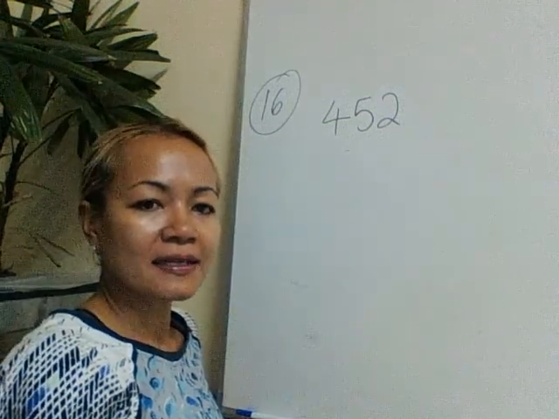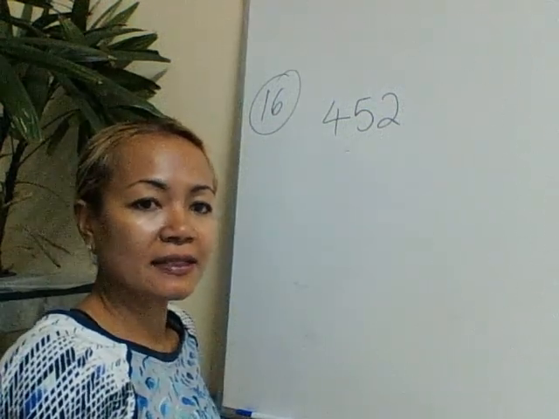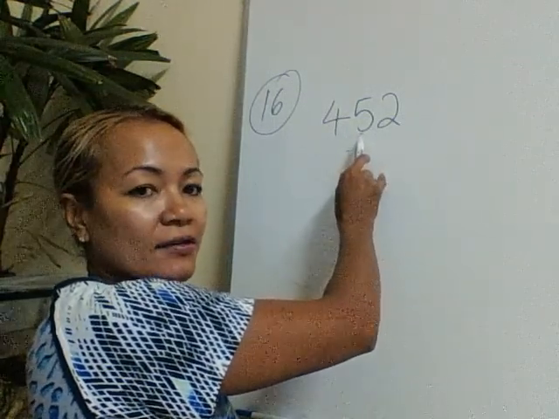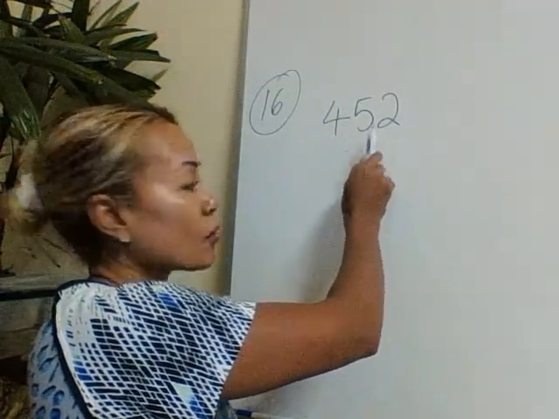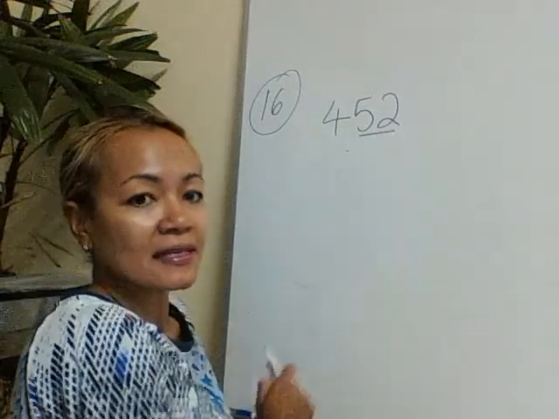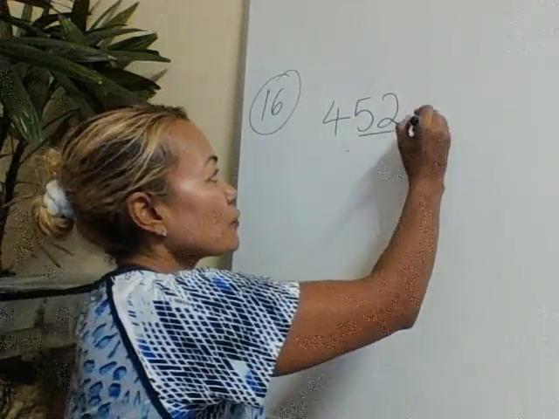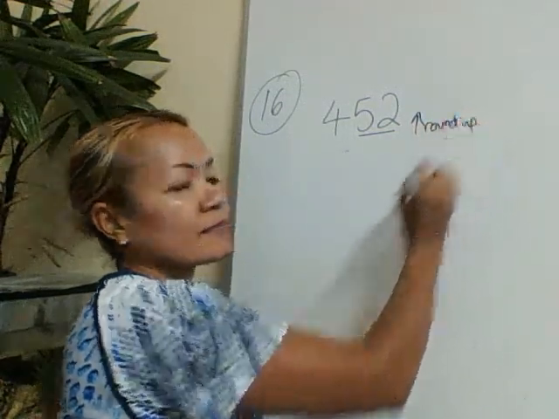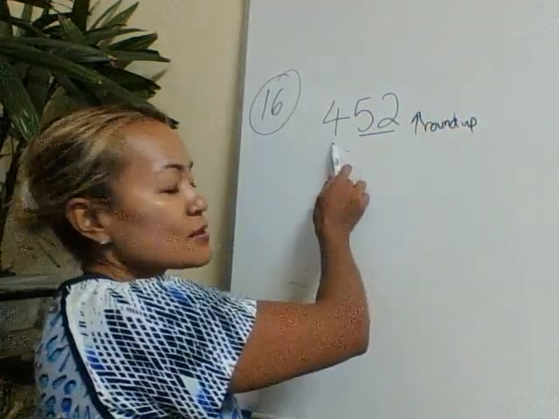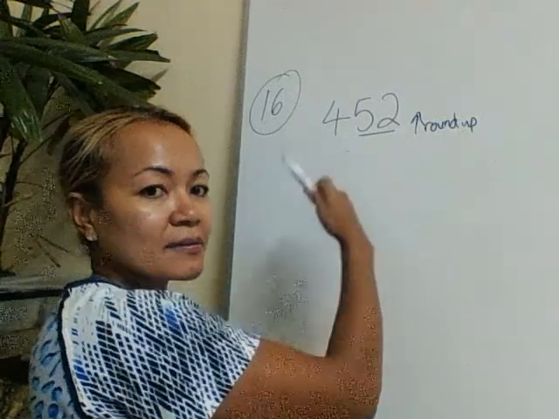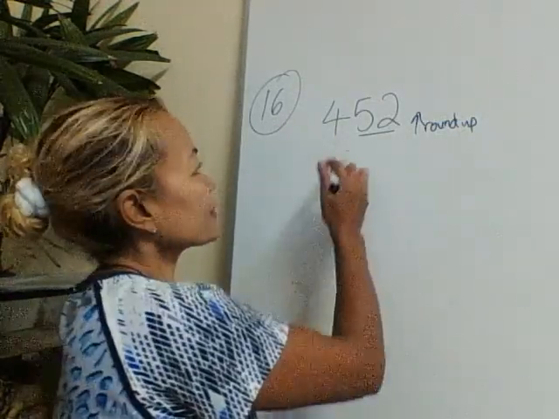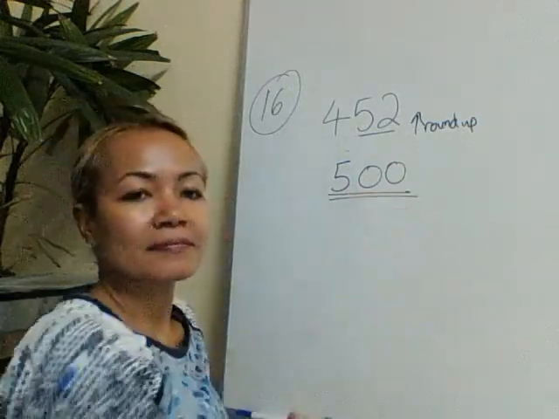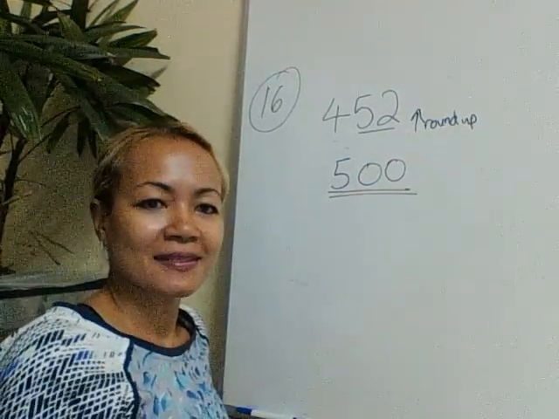Number 16 tells us to round to the nearest 100. So we always look at this number. If it's 100, we see if it's 50 or more. This is more than 50. Therefore, we round up. So this is 400 currently. It becomes the next 100 up, 500. And that's the answer.